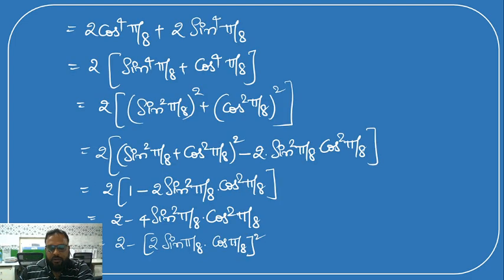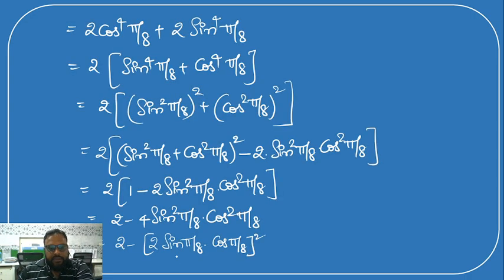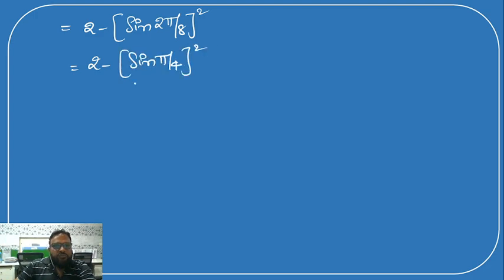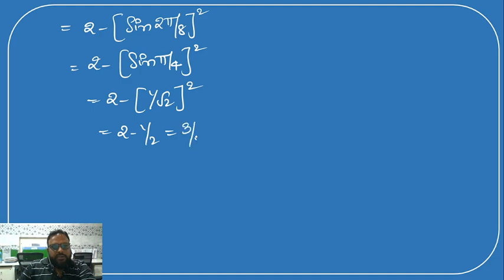Right? So again, we know the formula, that is 2 sin a cos a, that is sin 2a. So this becomes 2 minus sin, here a is pi by 8, right? So this is sin 2 pi by 8 whole square. This is 2 minus sin pi by 4 whole square. So this is 2 minus 1 by root 2 whole square. This is 2 minus 1 by 2, that is equal to 3 by 2.